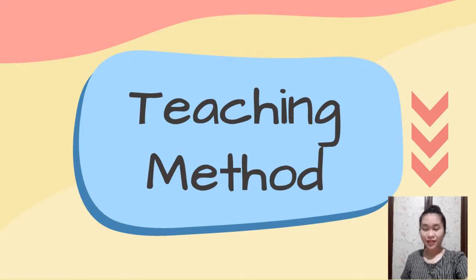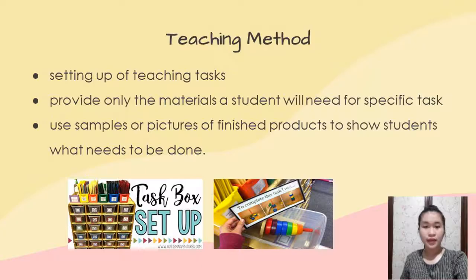Next is teaching method. A teacher must be systematic and organized in teaching methods in order to effectively teach students with autism. To help students to function successfully, the teacher must set up the teaching task. This makes learning situations more predictable and easier for students. It can help to overcome distractibility, resistance to change, and lack of motivation.